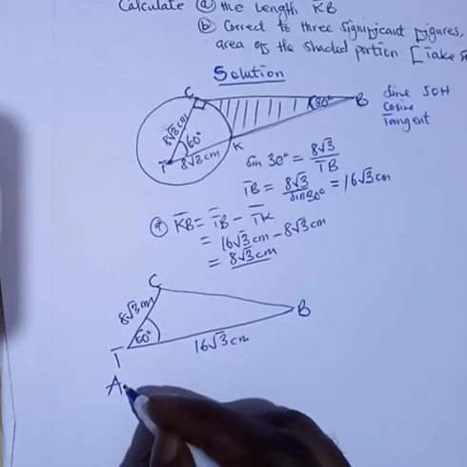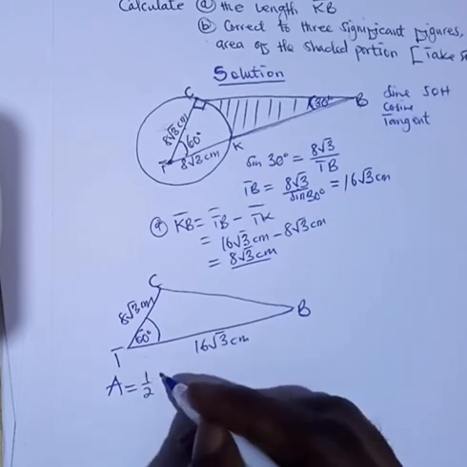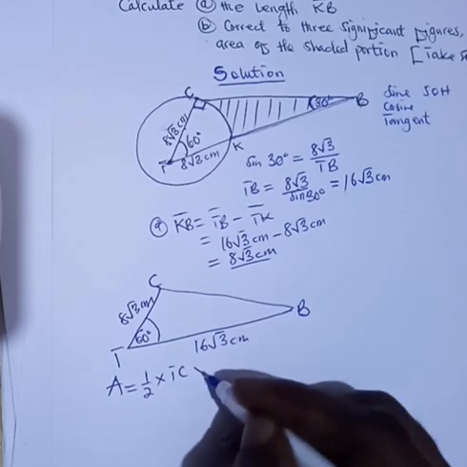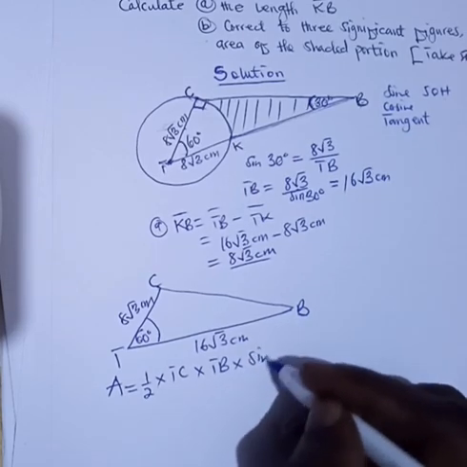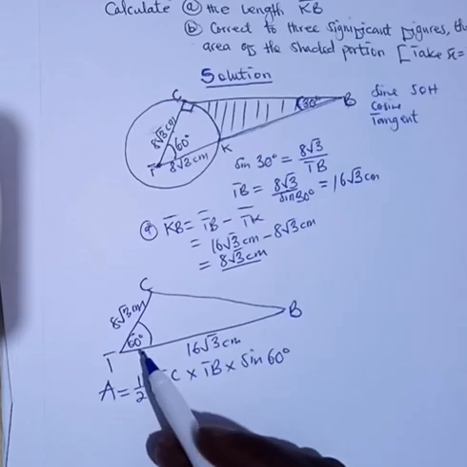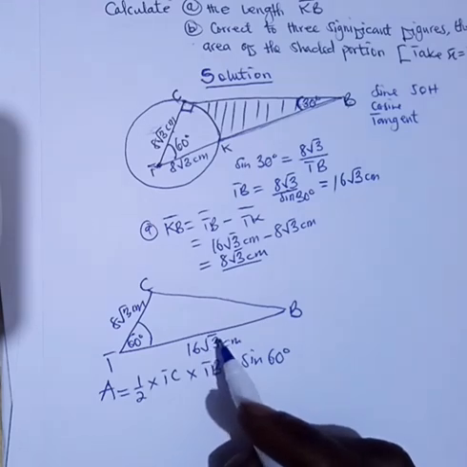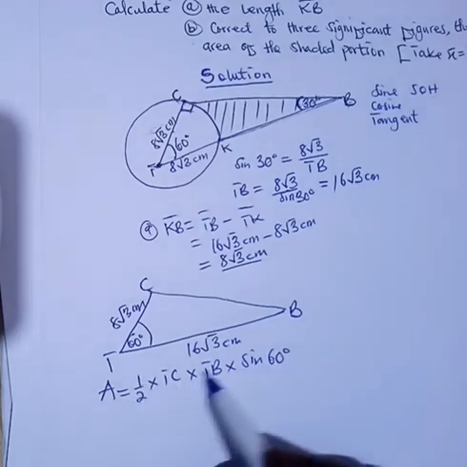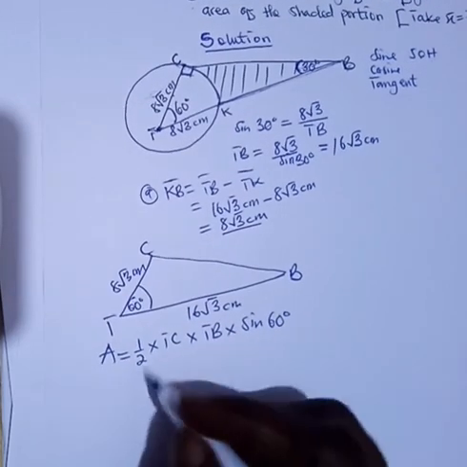So the area becomes half of TC times TB times sine 60 degrees. So we can apply this also. We are saying that whenever you have two sides of a triangle with an included angle, then we can apply this formula here. We can use it, and then we find our area. That's what we are doing.